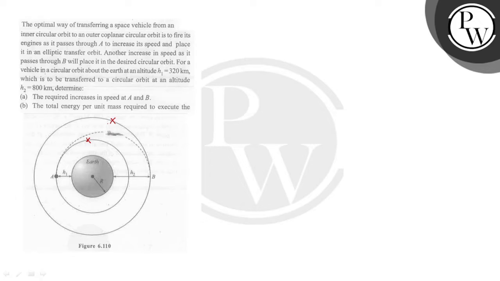For a vehicle in a circular orbit about the Earth at an altitude h1 equal to 320 km, which is to be transferred to a circular orbit at an altitude h2, h2 being 100 km, determine the required increase in speed at A and B. Clear? So next, the total energy per unit mass required is equal to.